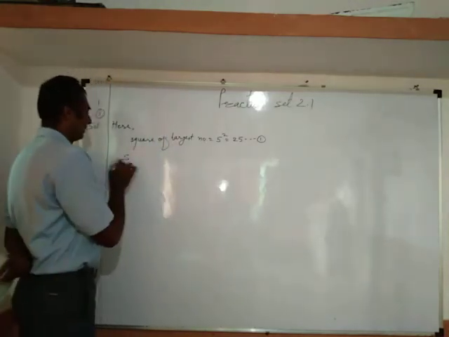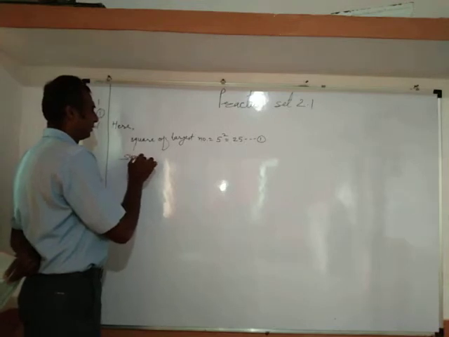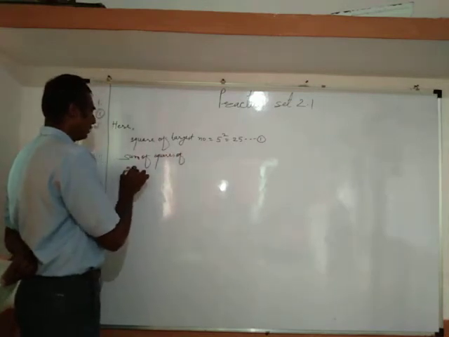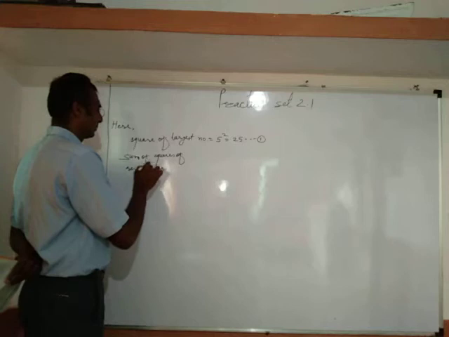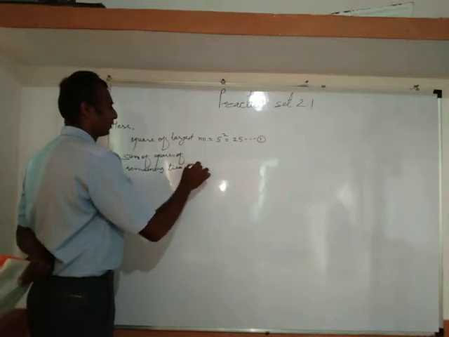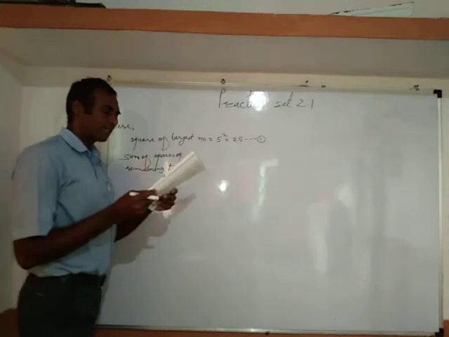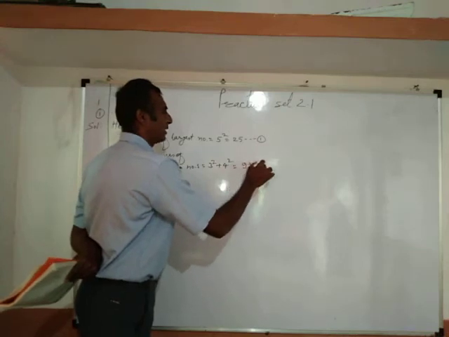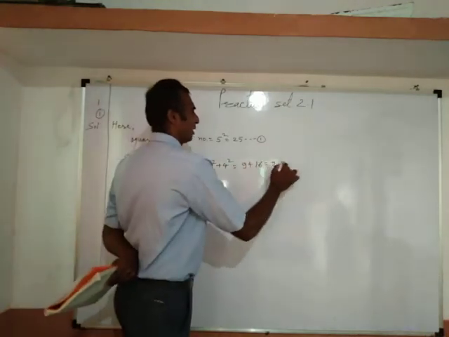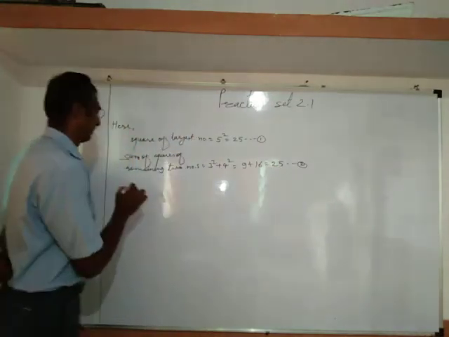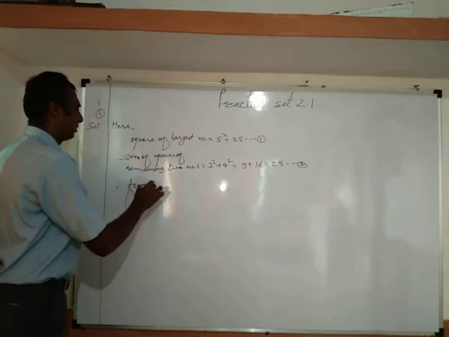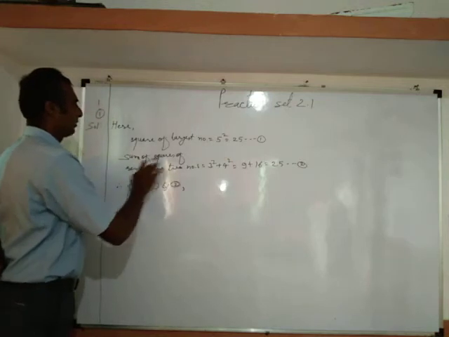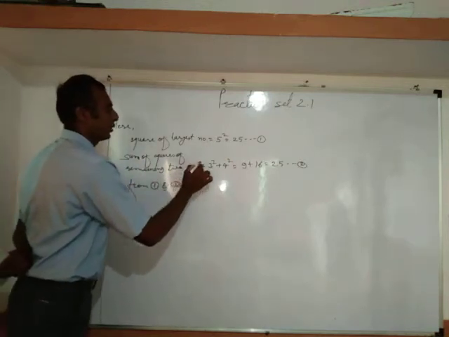After that, the sum of squares of the remaining two numbers. The remaining two numbers are 3 and 4. That's why 3 square plus 4 square. The square of 3 is 9, the square of 4 is 16, and their addition is 25. Let's call it equation second. And therefore, from 1 and 2, the square of the largest number is 25. The sum of the squares of the remaining two numbers is also 25.